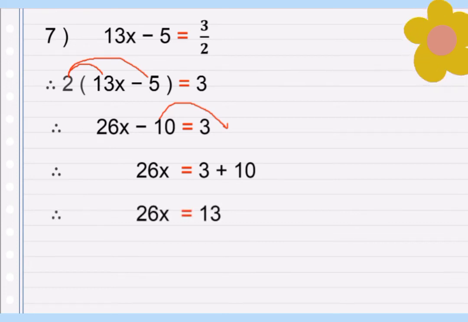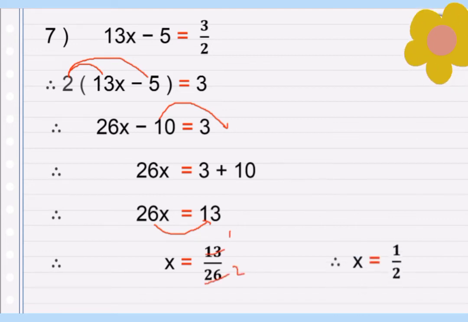So 26x is equal to 13. Here you can see this 26x is equal to 13. Is that clear? Now here we will do division. On this step we will do division. So x is equal to 13 as the numerator on the right hand side, and the denominator is 26. 13 ones are 13 and 13 twos are 26. So here the value of x is 1 upon 2. In this way we have completed sub question 7 of question number 2.